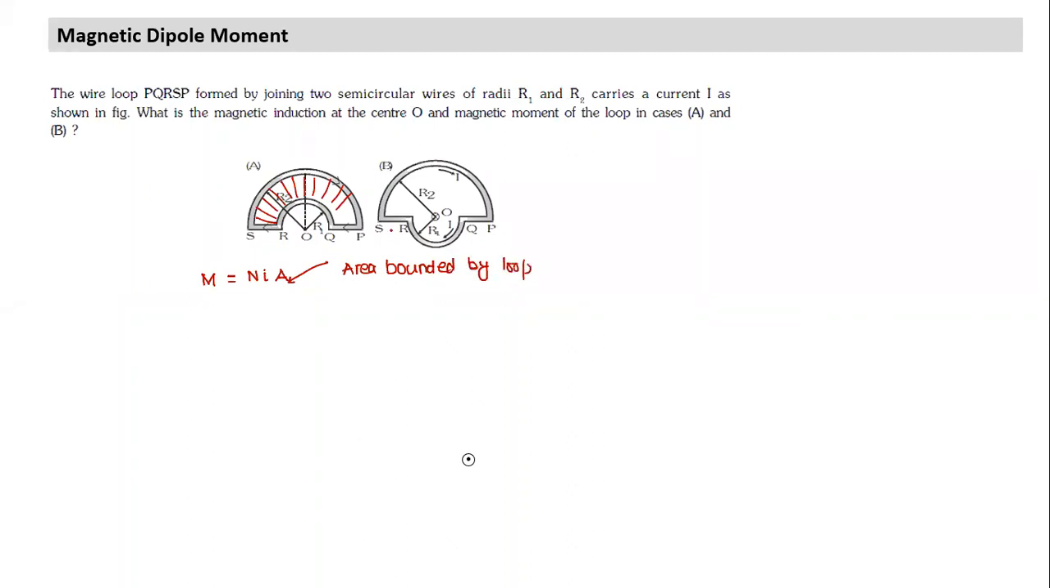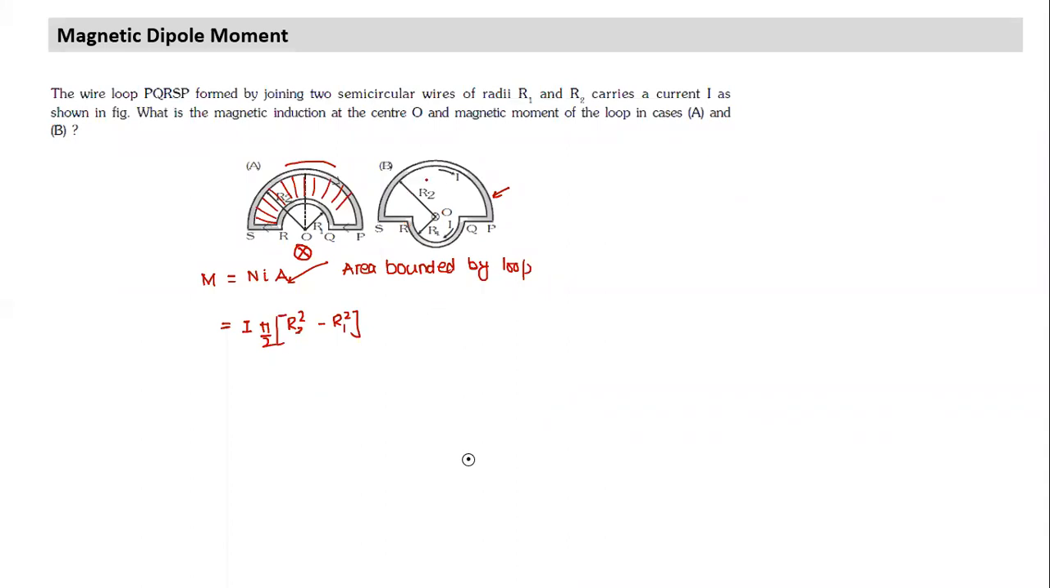So is the area the same in both cases? And how do you find the direction? Curl the fingers along the direction of current. So if you curl your fingers along the direction of current, you find the thumb is going into the plane of paper. This will be the direction of magnetic dipole moment, and area will be equal to, since it is only one loop, pi (R2 square minus R1 square). What will happen in the second case? They'll just add up.